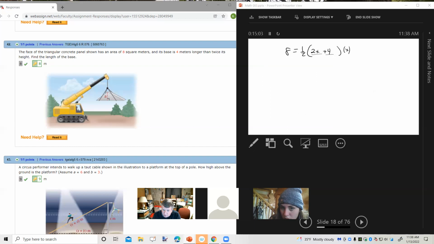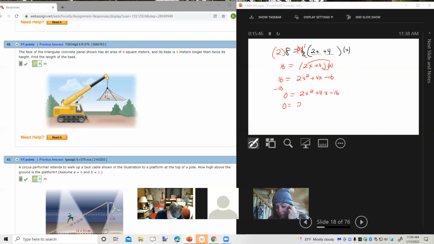Another way I could do this problem, and maybe this is what you were expecting, would be to clear the fraction. So I'll multiply both sides by 2. That will give me 16 equals 2 times 1/2 is 1. So then I've got 2x plus 4 times x, which is 16 equals 2x squared plus 4x. Subtract 16: 0 equals 2x squared plus 4x minus 16.